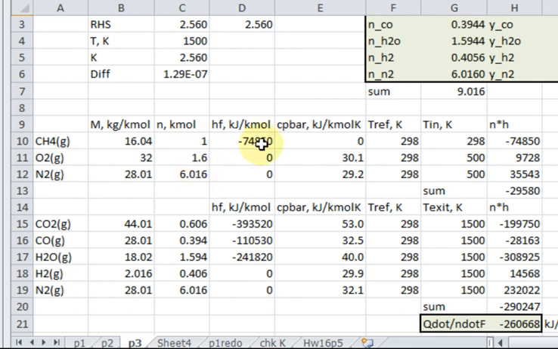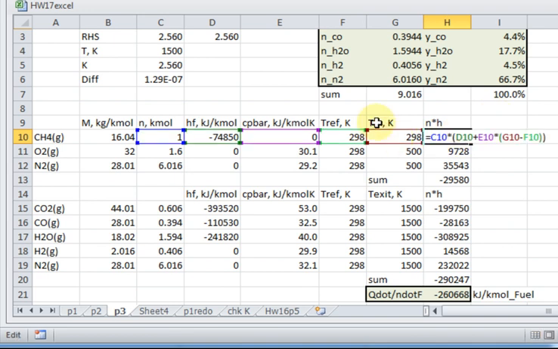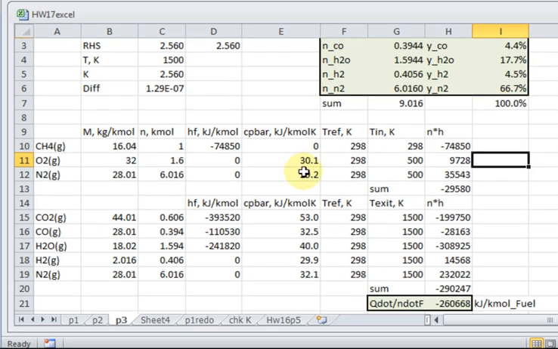The enthalpy of formation, C sub P bar, but I didn't even evaluate it for methane because it comes in at 298. So when you do this, I'm doing H of F plus C sub P times delta T, but that delta T was 0. But how do we get this one? Well, you can do it a couple ways, but that is the molar specific heat for oxygen and the molar specific heat for nitrogen at an average temperature of about 400 Kelvin.